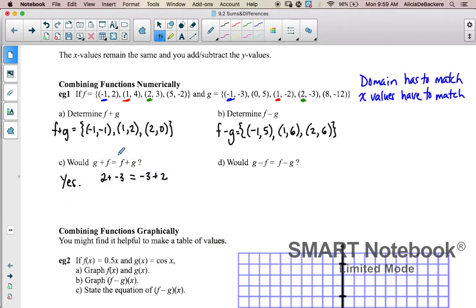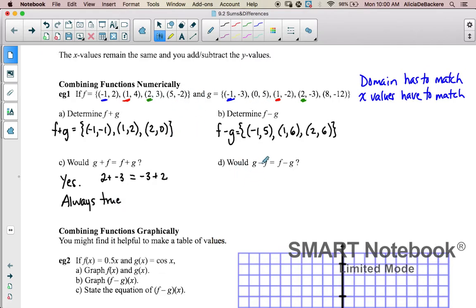And then you can think about all different kinds of functions. For instance, when I look down here at negative 2, if I was looking at f plus g here, 0.5x plus cos x, that's going to be the same as cos x plus 0.5x. The order doesn't matter when I'm doing addition. So this is actually always true, that g plus f is equal to f plus g. Not just for this particular example.